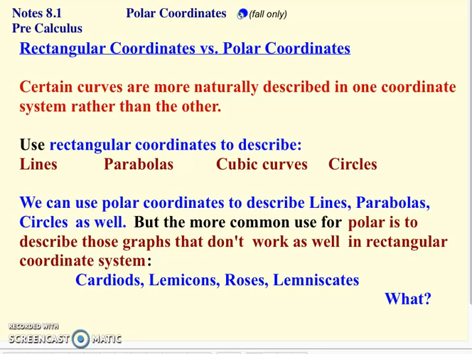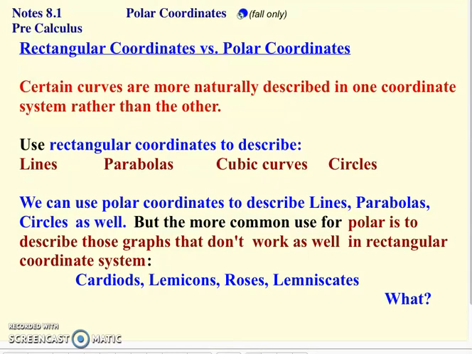Okay, these are the 8.1 notes, which are going to be on polar coordinates and polar equations. Before we get into doing things with polar coordinates and polar equations, it's good just to talk about what the polar concept is all about. Basically, it's another coordinate system.